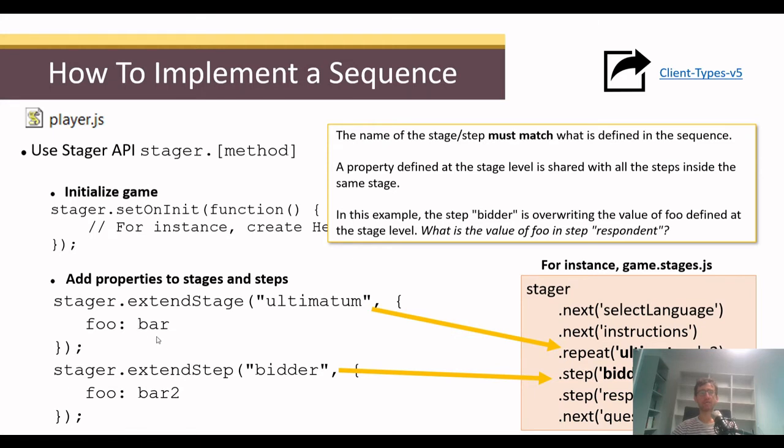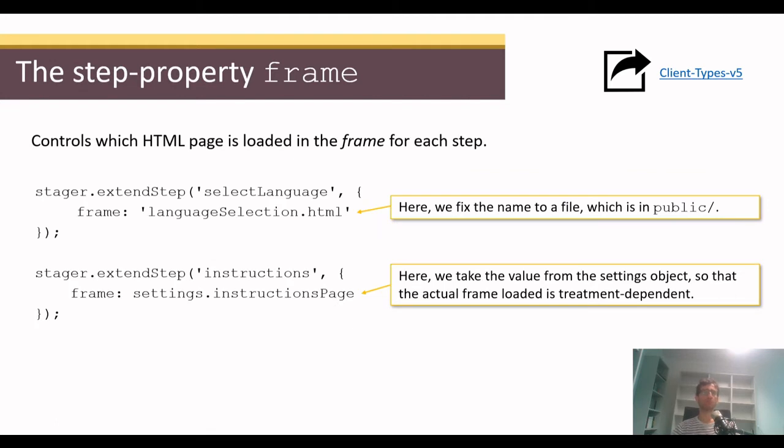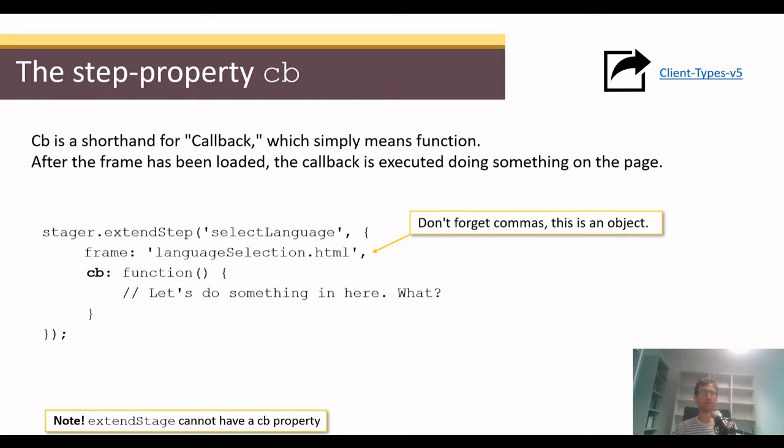So in this case, foo is available in the bidder step, but the bidder step is overriding it, giving it a different value. In the respondent step inside the ultimatum stage, it will still contain the bar value. Two important properties are the frame property, which defines which file is loaded in the main frame. Usually it's an HTML file, but it could also be a view. And the other important property is the callback property, which defines what's actually happening after the frame is loaded.